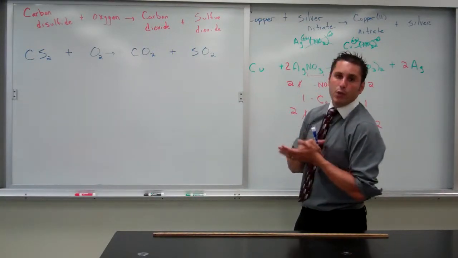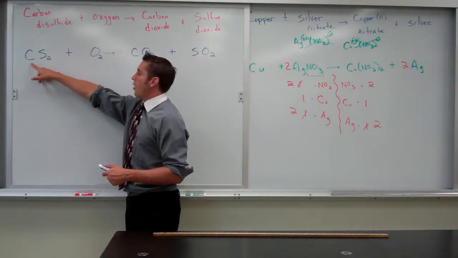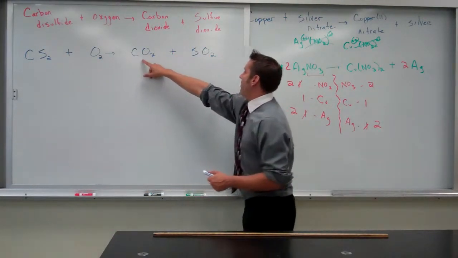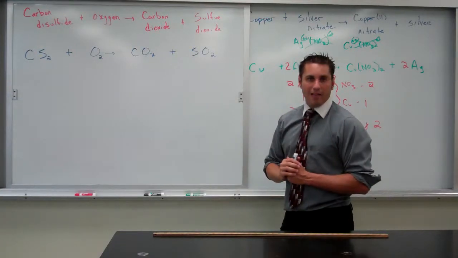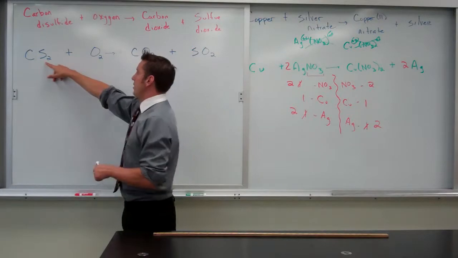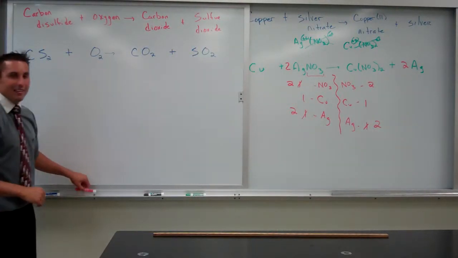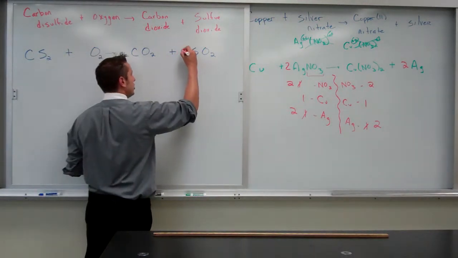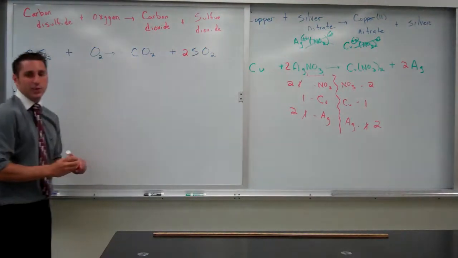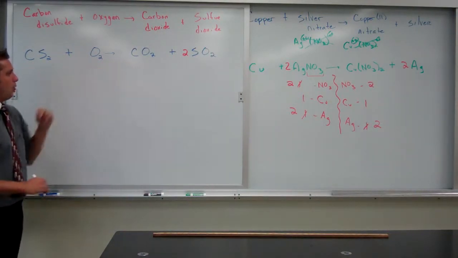So it doesn't matter who I balance first, C or S. So say you chose C. I have 1 C on the left, I have 1 C on the right, it's already balanced. So I move on to S. I have 2 S's on the left, I have 1 S on the right. So to balance that, I would have to put a 2 in front of SO2. So now I have 2 S's, 1 C, 1 C.